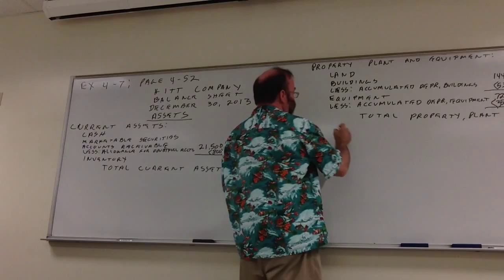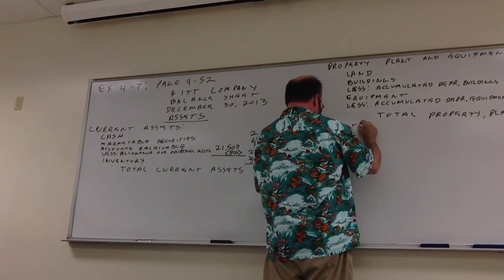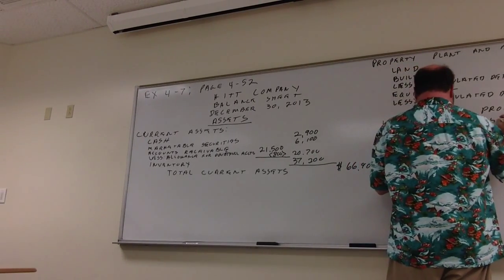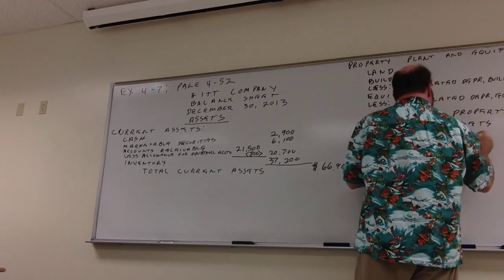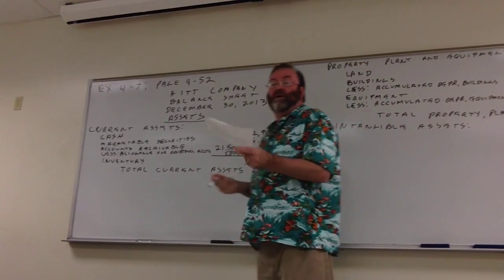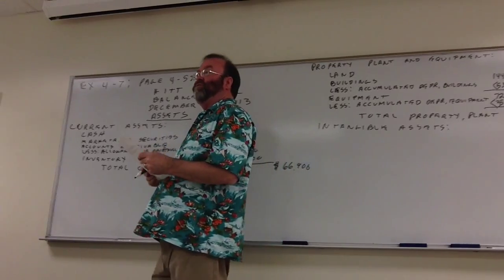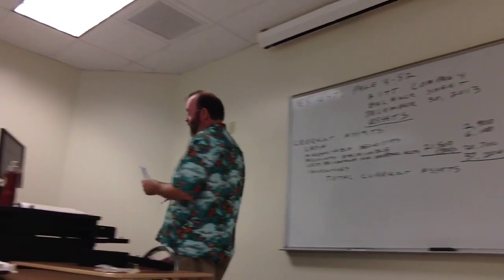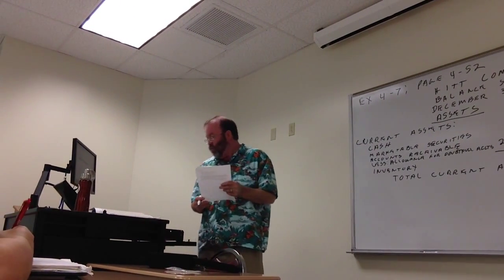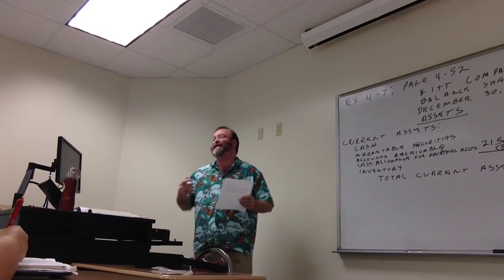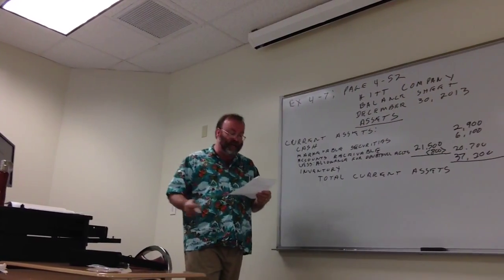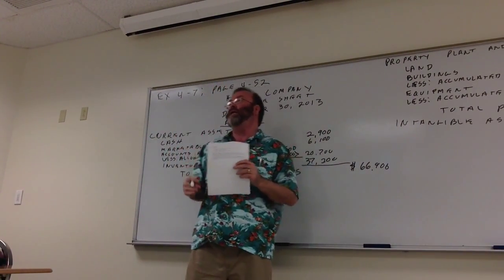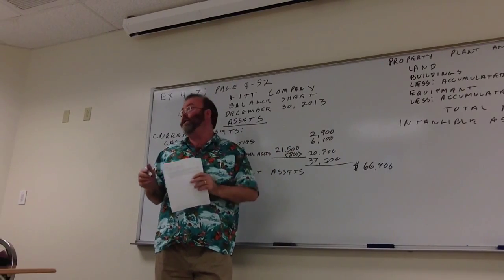And then the last section is intangible assets. These are assets that do not have a physical substance that are held for long-term purposes. And we have two of them. One is the patent, and the patent says it's at net, which means the value that is given there of $9,800 is net of accumulated amortization.